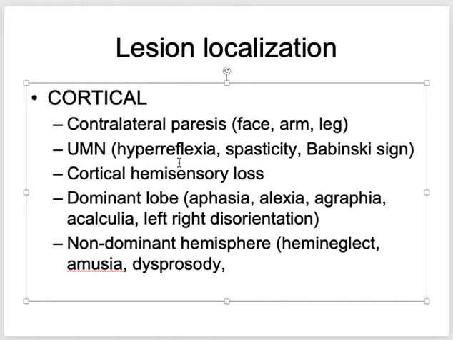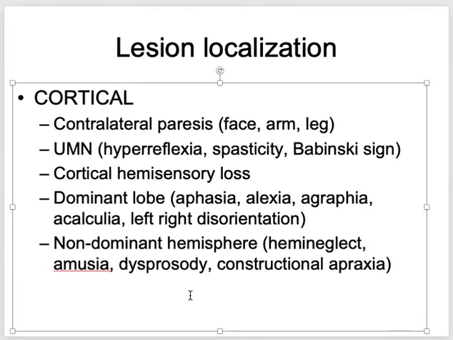One more thing they present with is constructional apraxia. What is that? It's simply the inability to copy drawings or copy shapes. For example, if you ask them to copy a shape you have made, they will be unable to do that. A very easy way to remember: when language is lost, it is a dominant lobe stroke, and when hemineglect is there, it is a non-dominant lobe stroke.